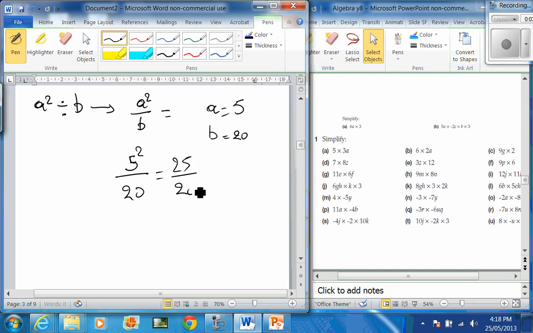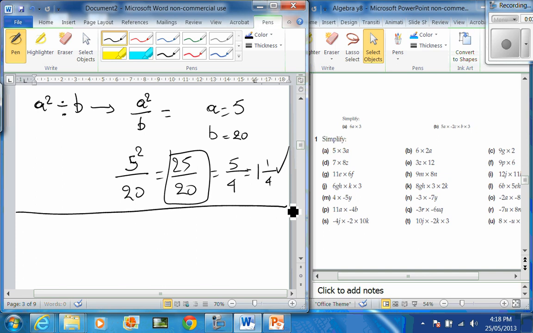25 over 20, and I'm working with numbers. I have to simplify both by 5, and I say it is 5 over 4, and I have to make this improper fraction a proper one, as we do with numbers, and I'm done. That's the evaluation. Okay, these are done.